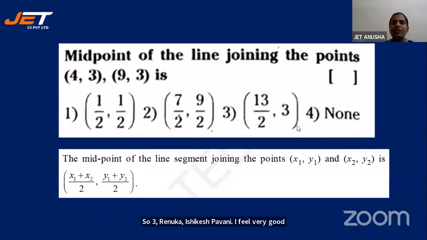Next, we have one more question. Midpoint of the line joining the points 4 comma 3, 9 comma 3 is. First option is 1 by 2 comma 1 by 2, 7 by 2 comma 9 by 2, 13 by 2 comma 3, none. So here you need to use the midpoint of the line segment joining the points x1, y1 and x2, y2. You need to use the formula x1 plus x2 by 2, y1 plus y2 by 2. Veda 3, Jessica 3, Monica 3, 3, Ashwin, Akhil. So let's see what is the correct answer.